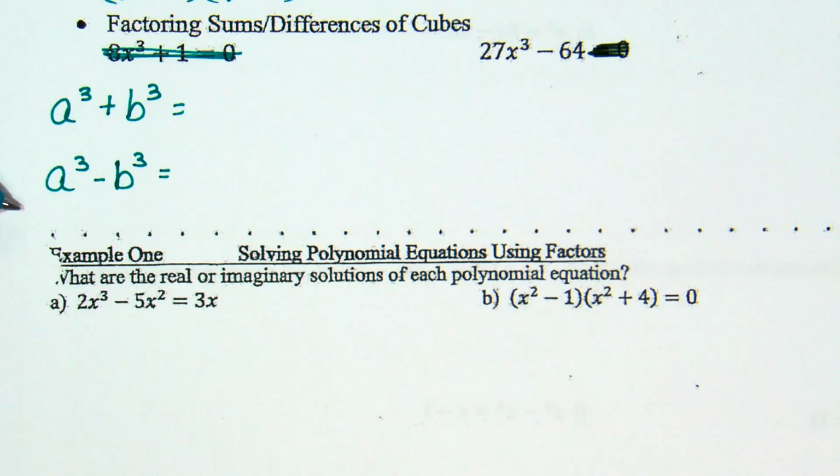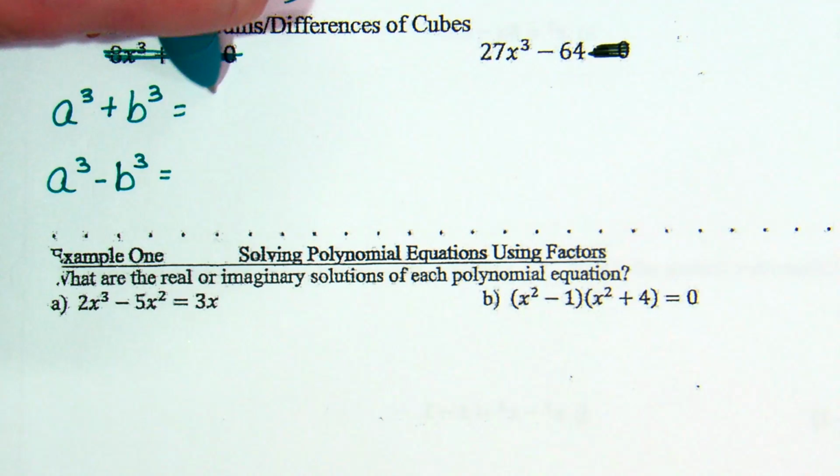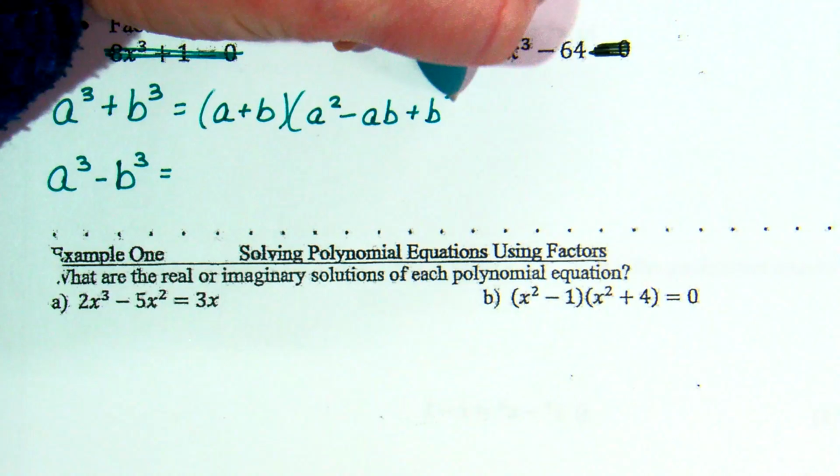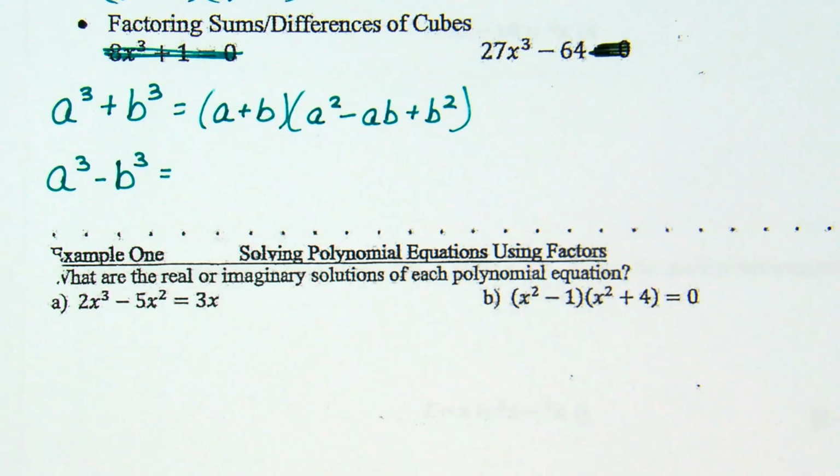I'm going to go ahead and write the formulas down, and then we'll use it to factor that 27x cubed minus 64. So when you factor a cubed plus b cubed, it's 2 parentheses. The first parenthesis is a plus b. It's a cube root of each, keeping the sign the same. And then the other parenthesis is a trinomial, and it's a squared minus ab plus b squared. And again, I'm going to go through an example and help you set that up. Okay?